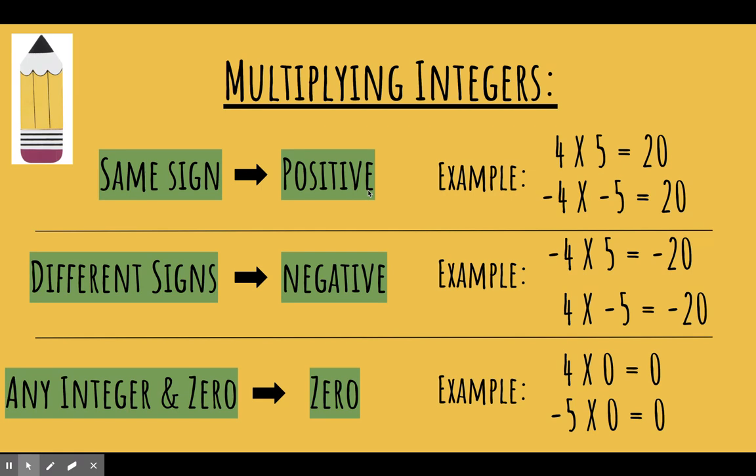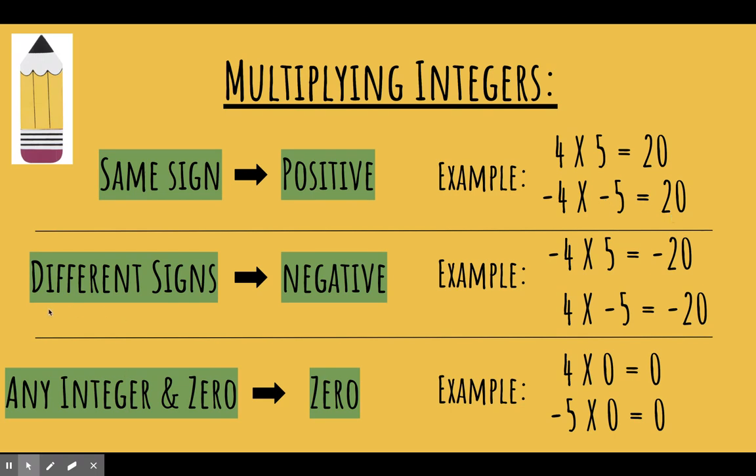I wanted to give you some different numbers for your examples. So positive 4 times positive 5 equals 20, a positive number because you have a positive and a positive. Next, we have negative 4 times negative 5. That also equals 20. You have two negatives, so negative times a negative equals a positive.